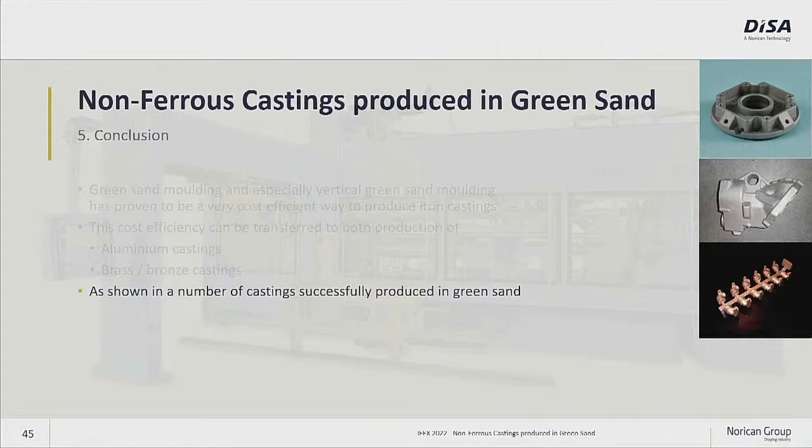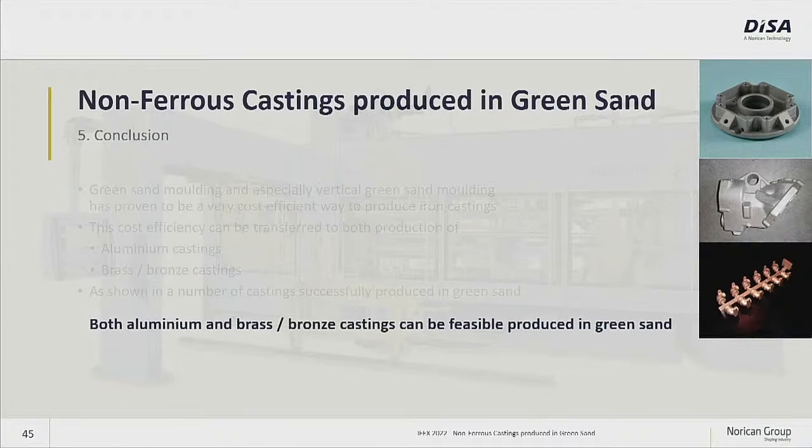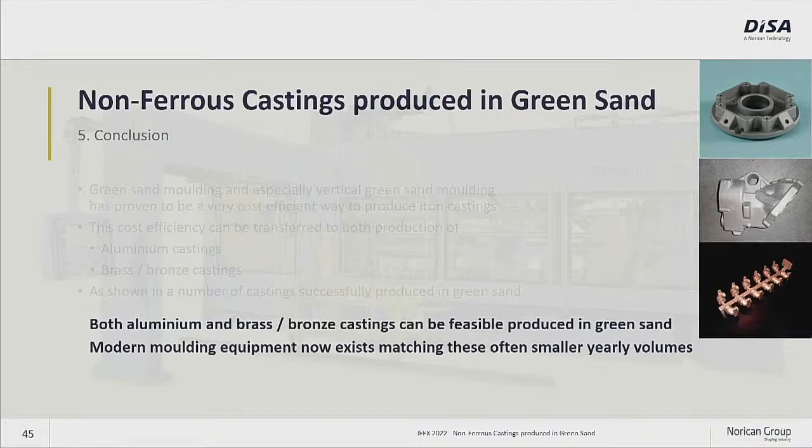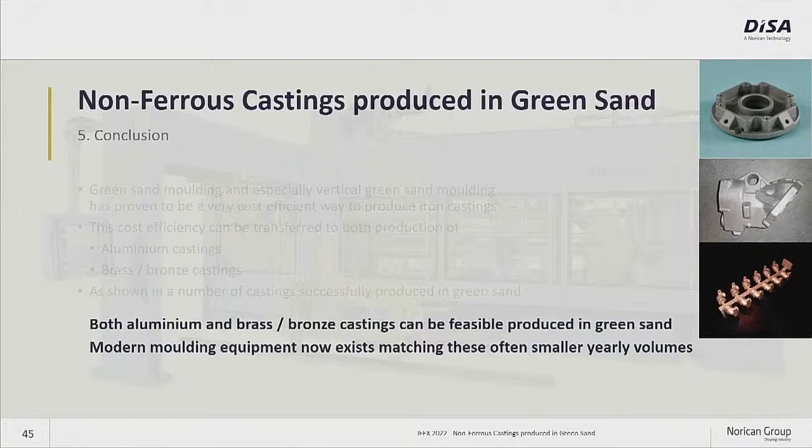And we have shown that with, I think, quite a number of casting examples shown today from different places around the world. So I think we can say that both aluminum and brass and bronze castings can be feasibly produced in green sand molding, and that we now have modern molding equipment available that matches these often smaller yearly quantities which these castings are produced in. So I think with these words, that was the end of my presentation.